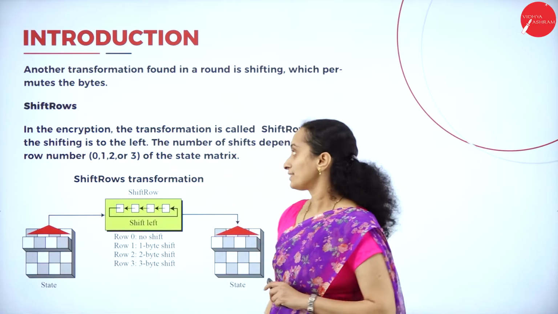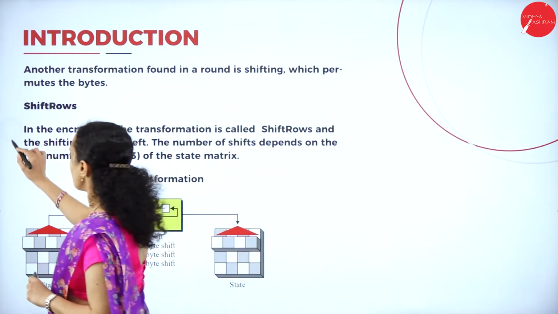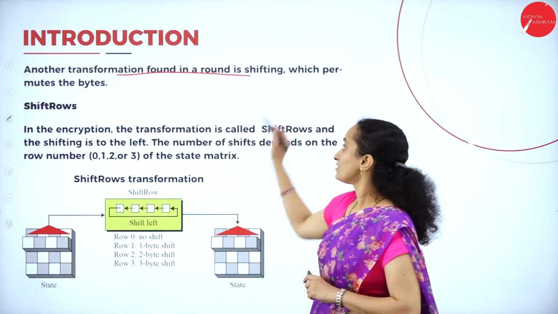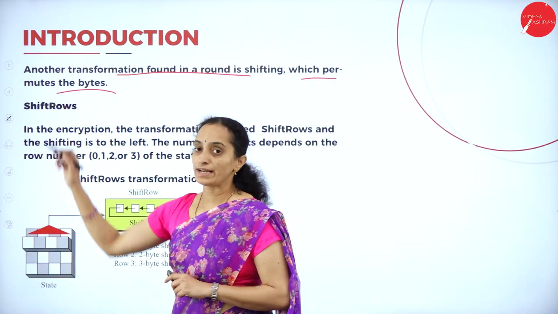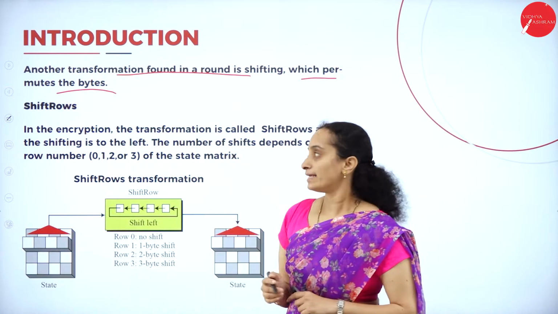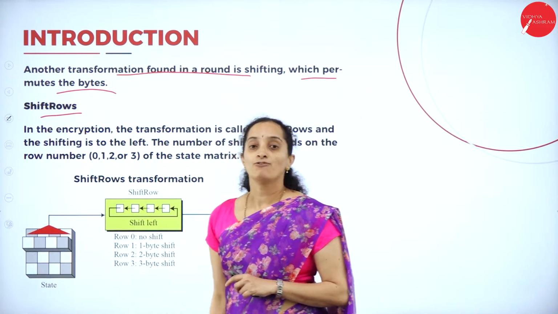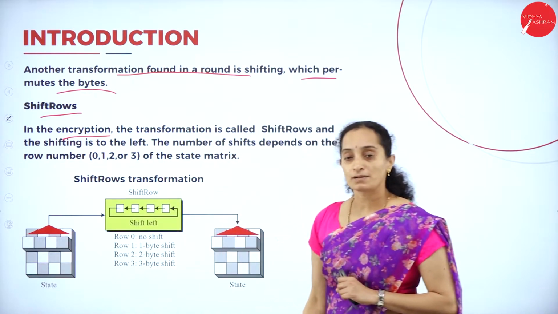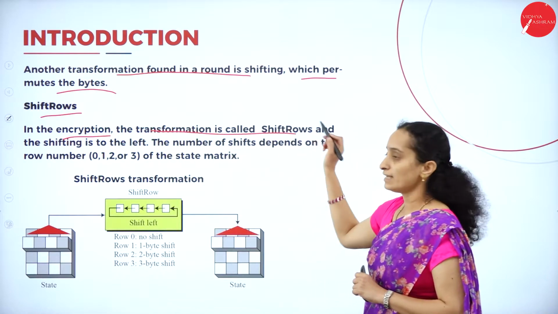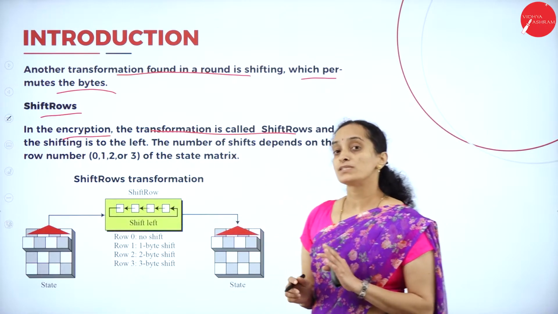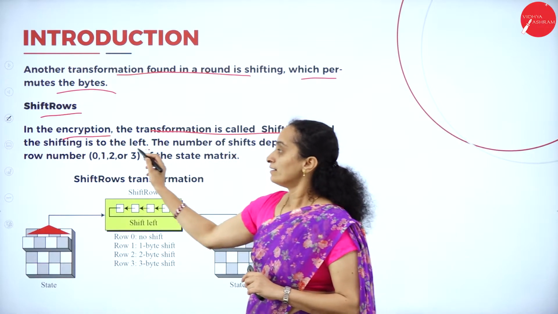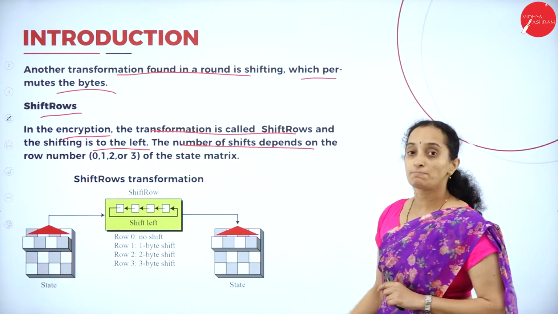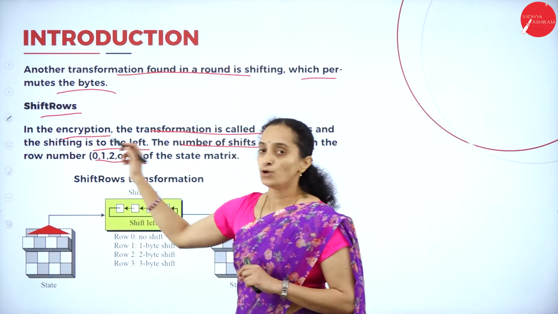Let's start this session with another transformation found in a round key, which is shifting, which is permutating the bytes, which makes AES much stronger. For this, we use the method of ShiftRows. In the encryption process, the transformation is performed by using the ShiftRows function and shifting the bytes to the left. The number of shifts depends on the row value or row number.